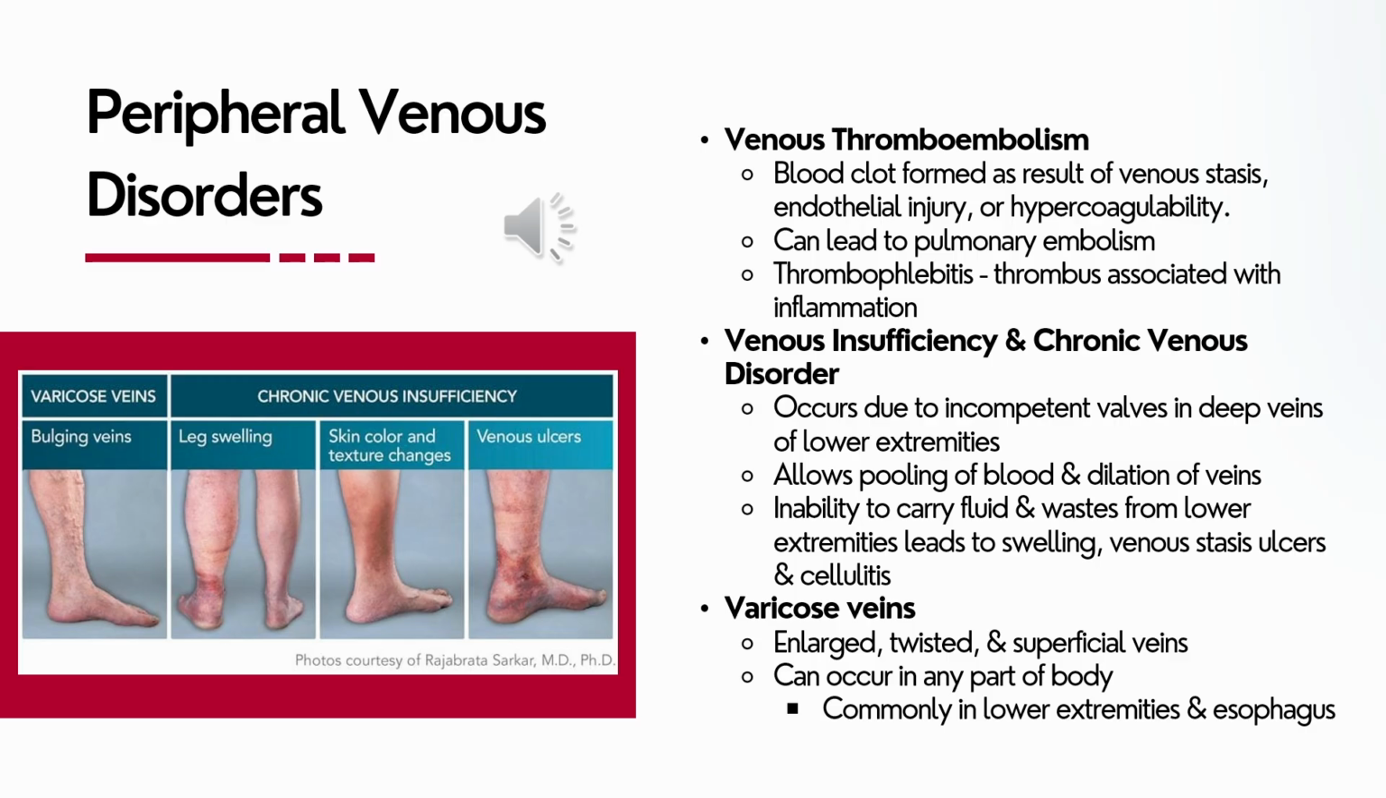So venous insufficiency occurs due to incompetent valves in the deep veins, which prevents efficient blood return to the heart. So we see pooling of blood, increased venous pressure, and dilation of veins. Chronic venous insufficiency results from persistent venous high blood pressure, and it's characterized by swelling, skin discoloration, venous stasis ulcers, and even sometimes cellulitis.